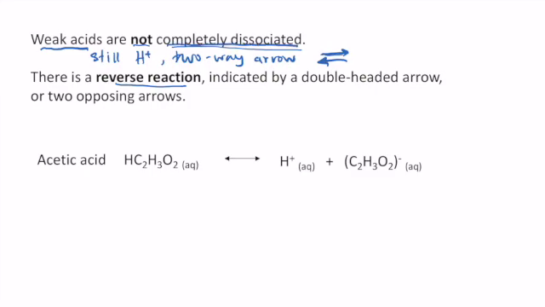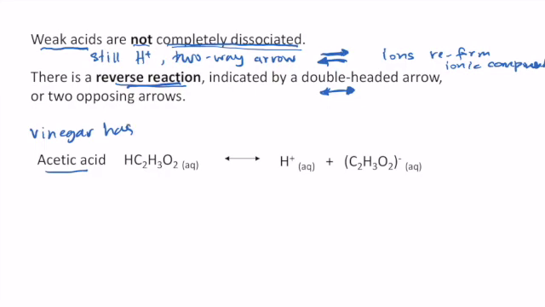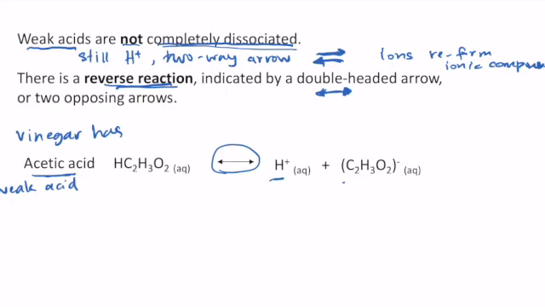The ions turn around and they reform the compound. And so they reform the ionic compound, which is the acid. So there's a reverse reaction, that's the double-headed arrow, or 2 opposing arrows. So you can either have the double-headed arrow like this, or 2 opposing arrows. Okay, so acetic acid in vinegar, this is a weak acid, and this weak acid is indicated by this double-headed arrow, which is that this breaks apart into the ions H plus and the acetate ion.